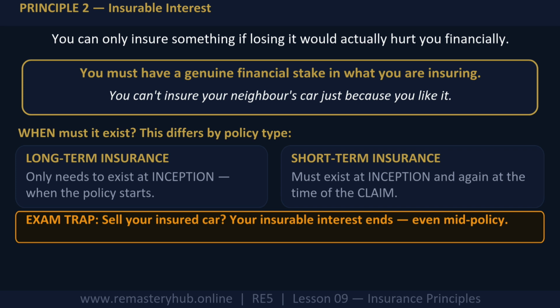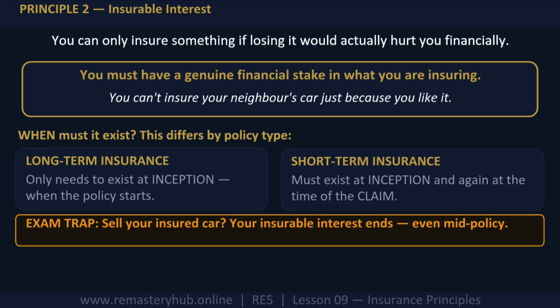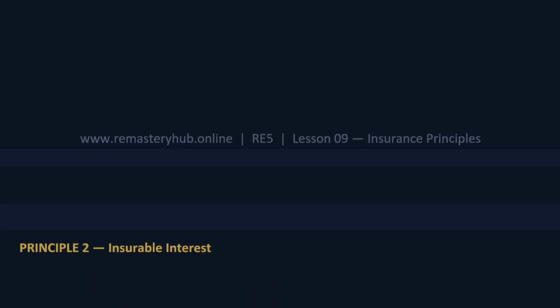For long-term insurance, like life cover, insurable interest only needs to exist when the policy starts, at inception. For short-term insurance, like car or home insurance, insurable interest must exist both at inception and again at the time of the claim. Exam trap. If you sell your insured car, your insurable interest ends immediately, even if the policy technically continues.